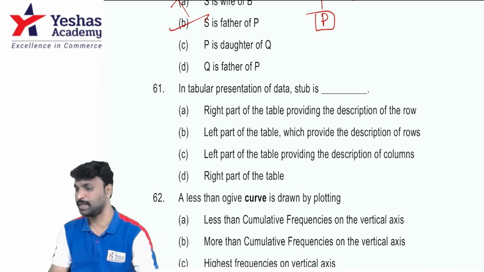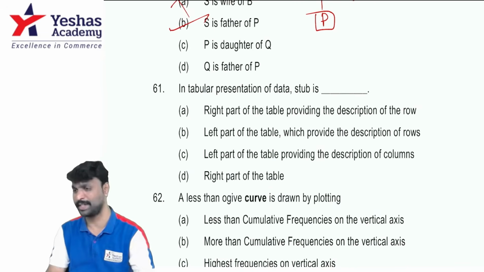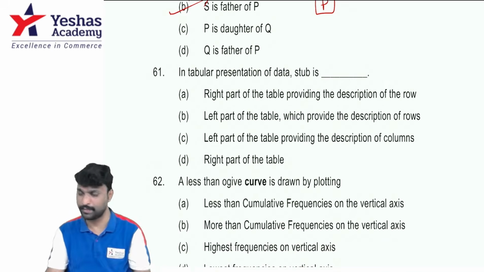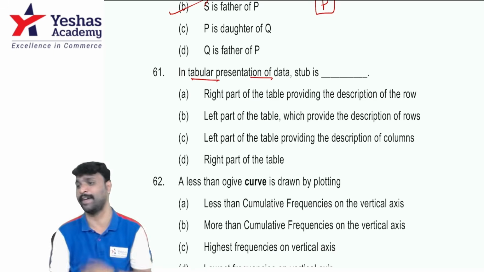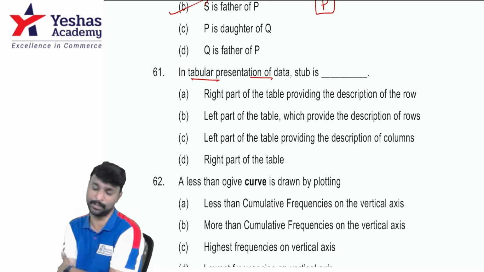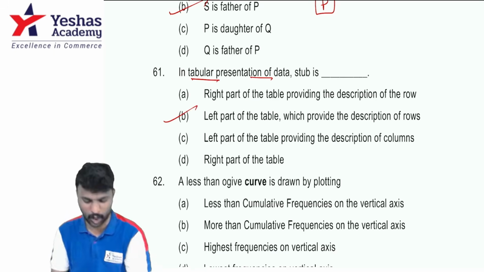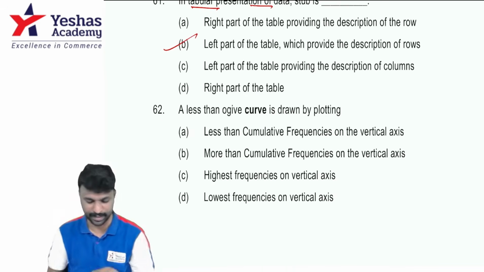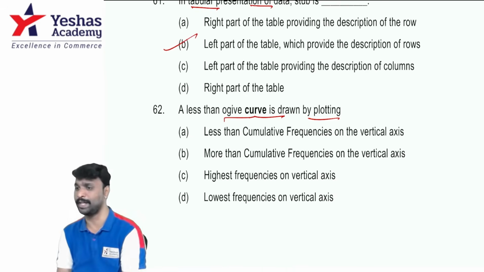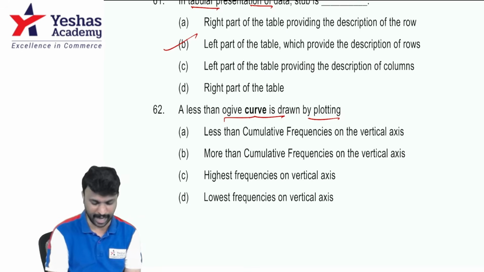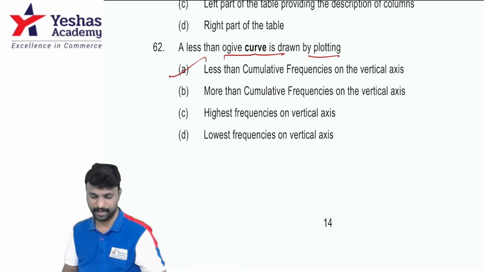Guys, next questions. The coming questions are questions on statistics, laddu questions. In tabular presentation of data, stub is the leftmost part, that is giving description about the rows. That means option B is the right answer. Less than ogive curve is drawn by plotting what? Less than cumulative frequencies on the vertical axis. Option A is the right answer.